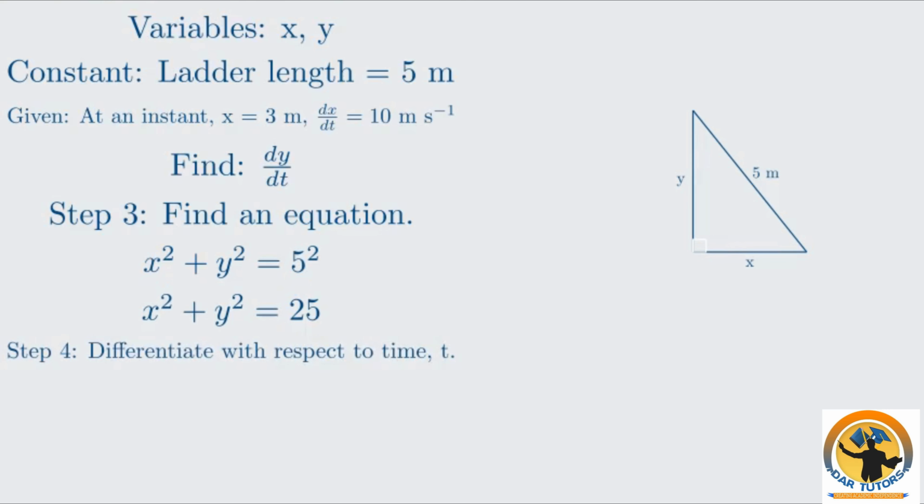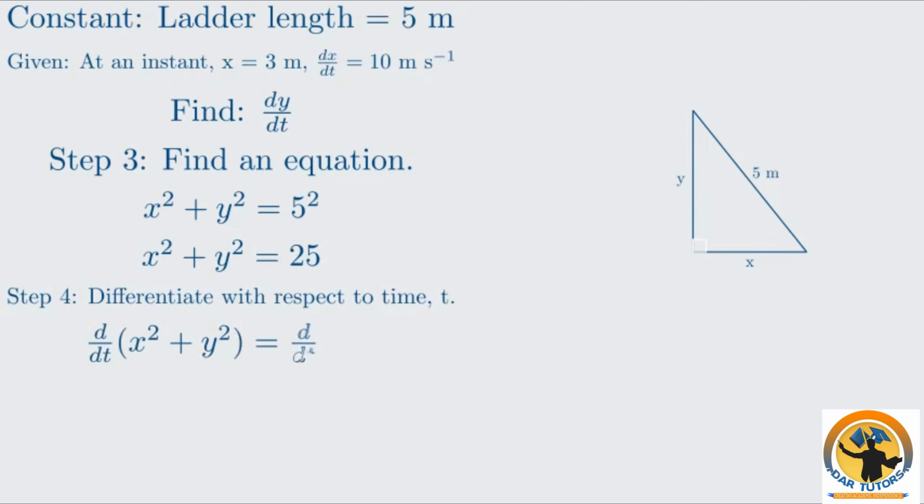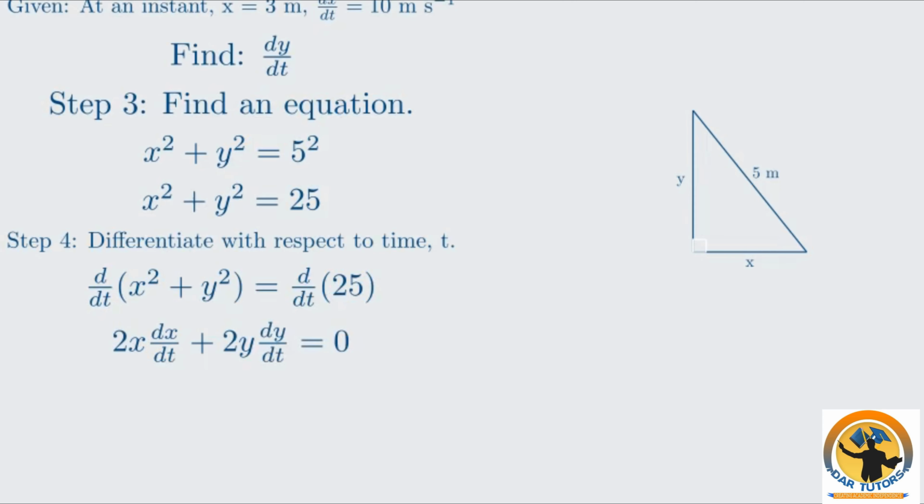Step 4. Differentiate with respect to time, t. This is the crucial step where we use the chain rule. Differentiating x squared gives 2x times dx/dt. Differentiating y squared gives 2y times dy/dt. And the derivative of the constant 25 is 0. Notice how we differentiate each term with respect to its own variable, then multiply by the rate of change of that variable with respect to t.